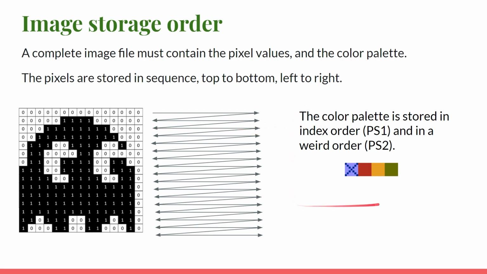Now, the color palettes are stored as you would expect for PS1, in that the color value that corresponds to 0 is the first one, and then 1 is the next one, and so on. That's how it is on PS1. But there's a weird ordering going on in PS2, and we'll get to that later.